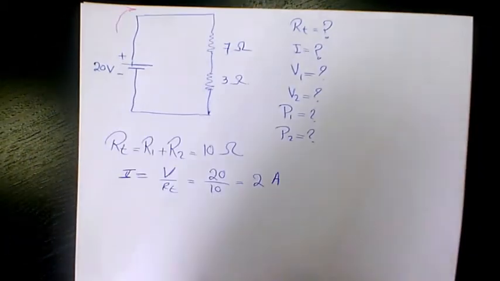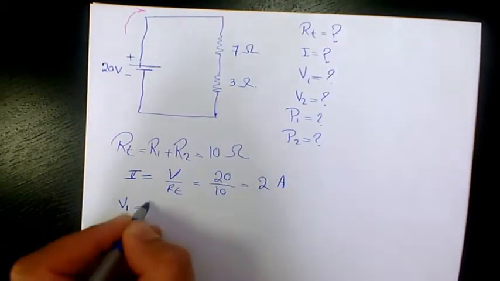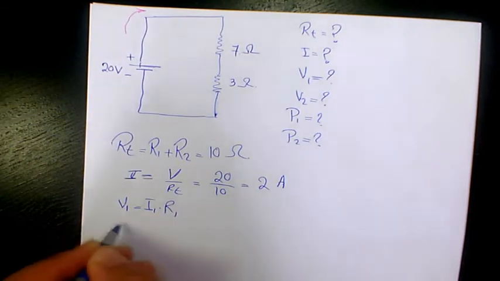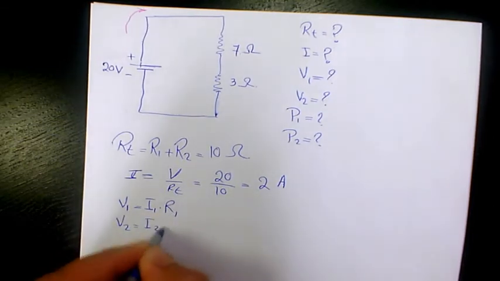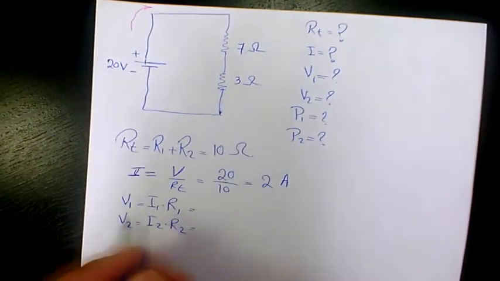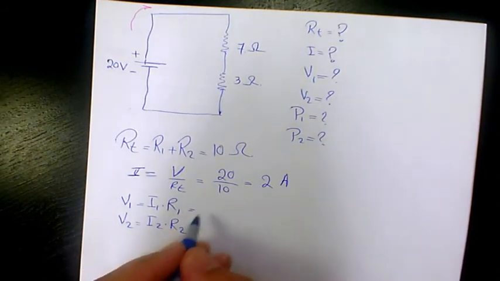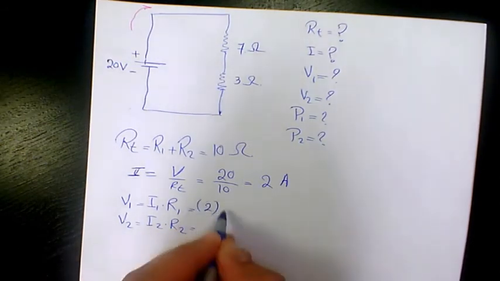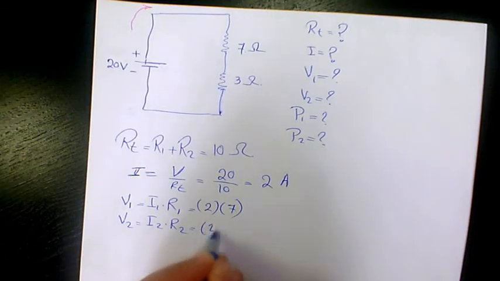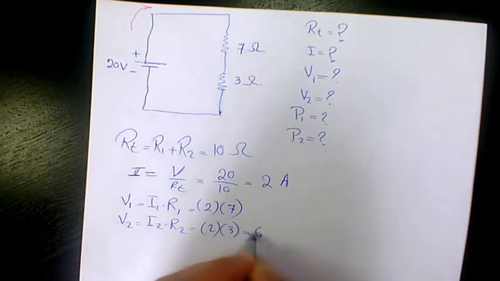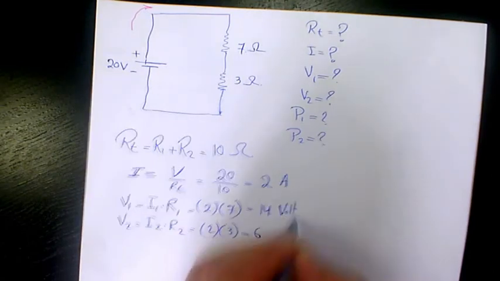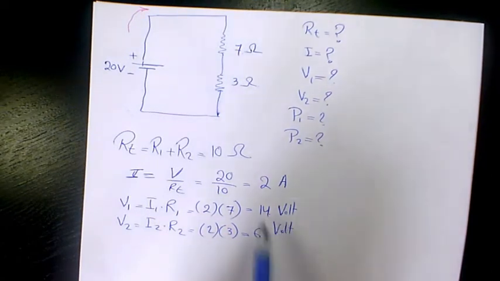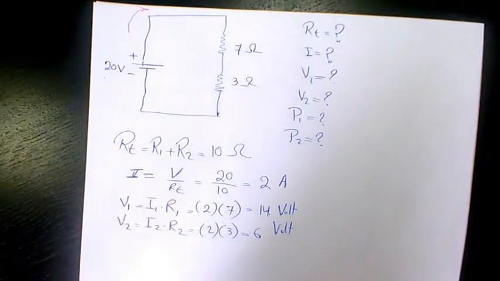So let's find out V1 and V2. V1 is I1 times R1. V2 is I2 times R2. I is 2. R1 is 7. 2 times 7 is 14, and 2 times 3 is 6. 14 volts. And when you add them, 14 plus 6 is going to be the same thing, 20 here.